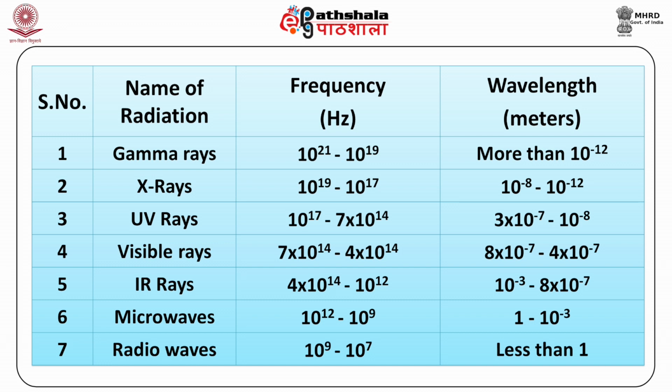Next is IR rays, 4 into 10 to the power 14 to 4 into 10 to the power 12 and its wavelength is 10 to the power minus 3 to 8 into 10 to the power minus 7. Next is microwaves, whose frequency is 10 to the power 12 to 10 to the power 9 and its wavelength is 1 to 10 to the power minus 3.